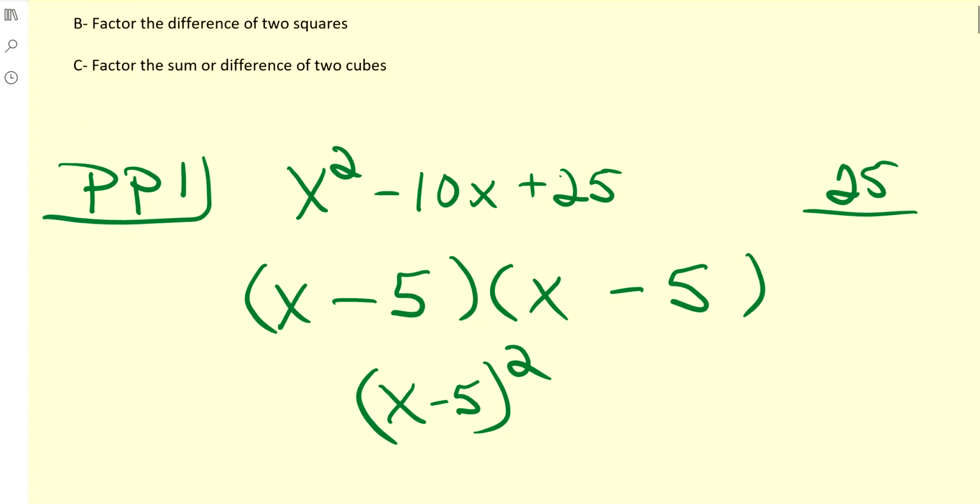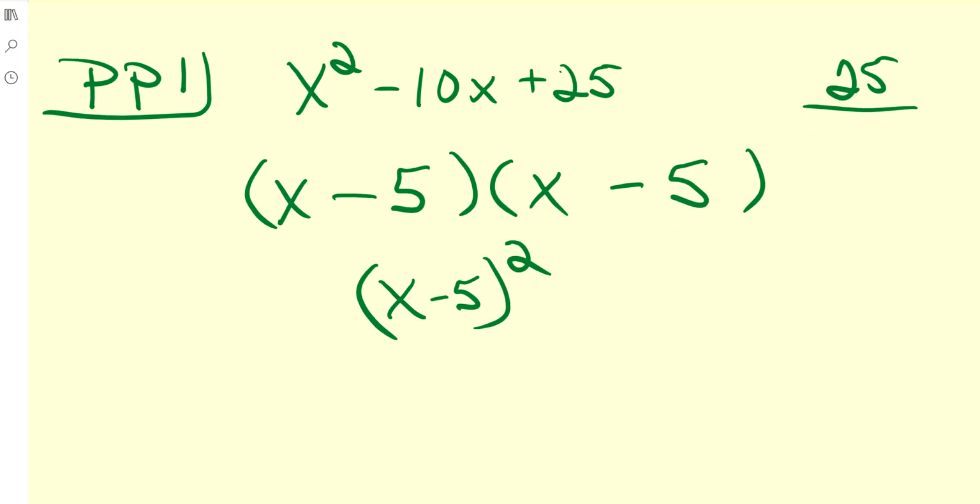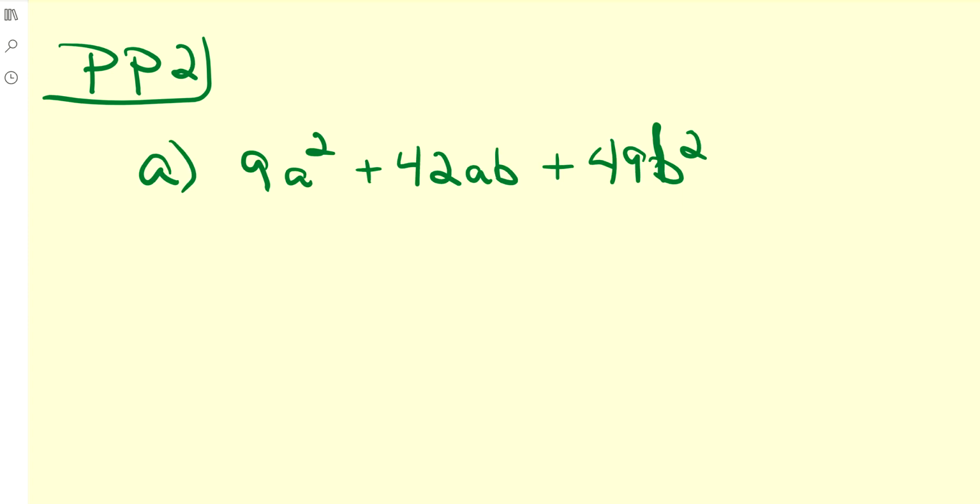Next, that was practice problem 1. Let's do a few more. Here is practice problem 2, letter A. I'm looking at this and now I see a 9 here. Can I factor out a 9 from a 42 and a 49? And the answer to that is no. But now I do notice that I have a 9a squared. This is a perfect square. This is a square number. 9 is a square number because 3 times 3 is 9. 49 is a square number because 7 times 7 is 49.